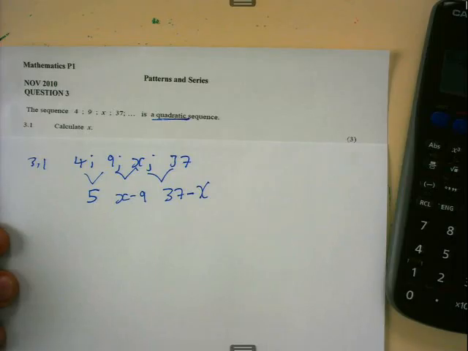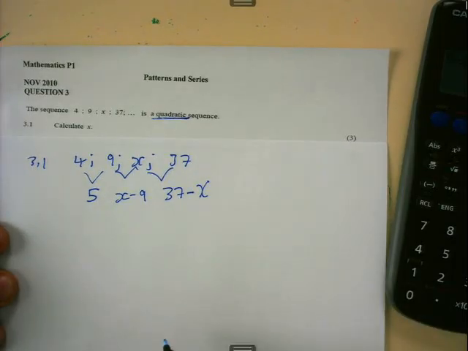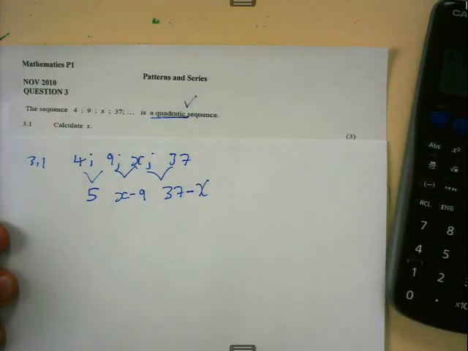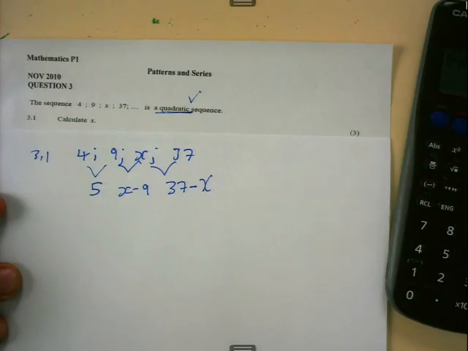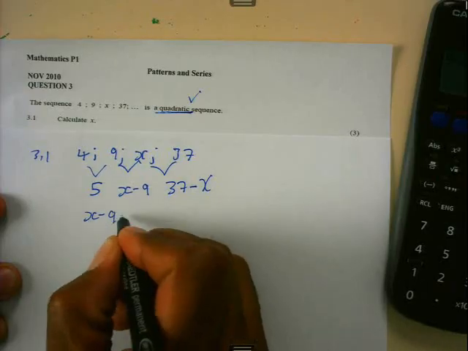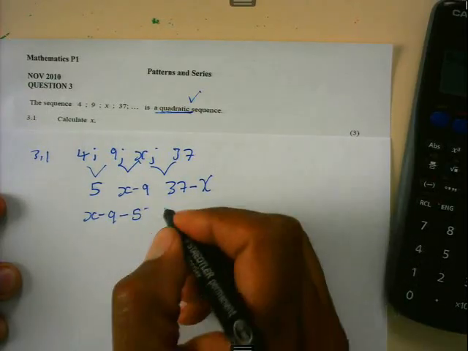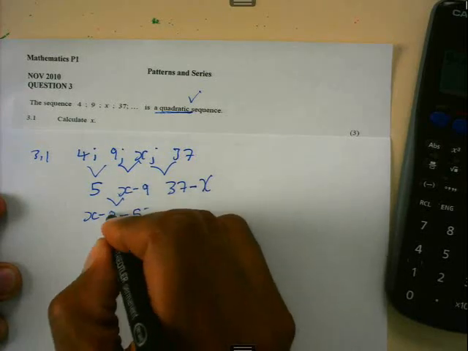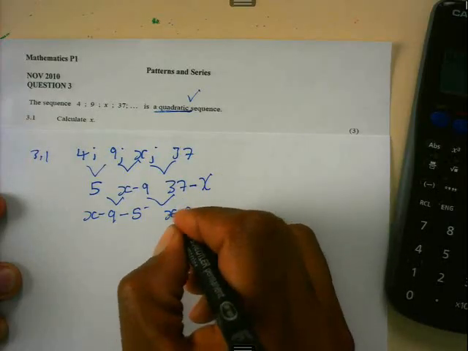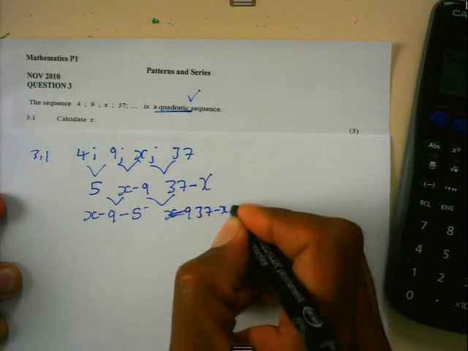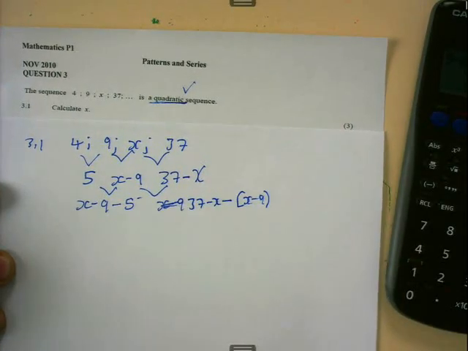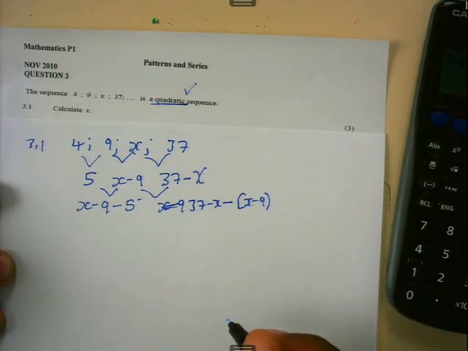What is this here? It is the first difference. But now we need to go to the second difference. Why? Because we know that the sequence is quadratic. Right now, how do we determine the second difference? Of course, we take x minus 9, then we subtract 5 from it, and immediately you do the same. That is x minus 9 minus 5, and also on this side, we take 37 minus x, then we subtract from it x minus 9. Can you see that? That is 37 minus x minus (x minus 9).